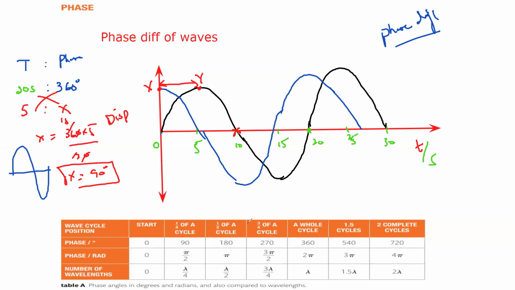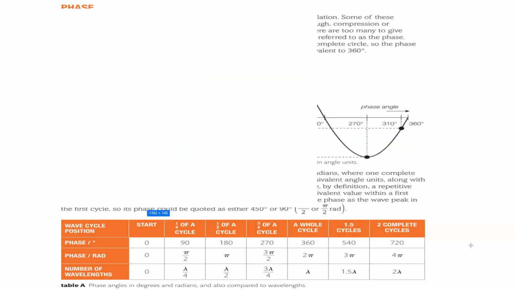Let's take another example of how to work out the phase difference of the waves. This can be given in terms of the wavelength, or they might give you the time axis. It does not make a difference.